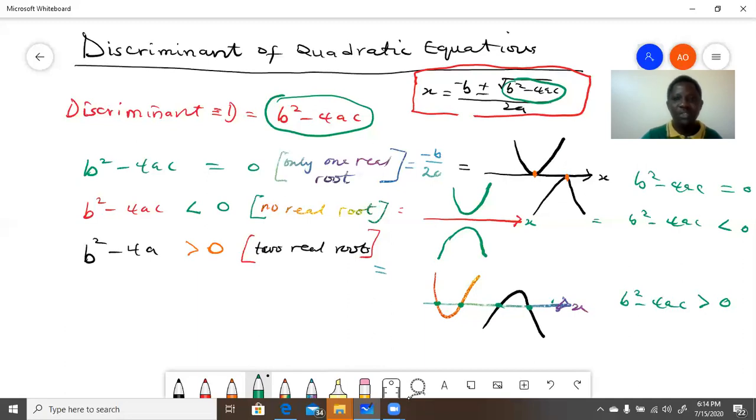And I told you what the discriminant is. The discriminant is a part of the quadratic formula, x equals minus b plus or minus square root of b squared minus 4ac over 2a. This part of the formula that is under the radical, under the square root sign, b squared minus 4ac, is called the discriminant. Don't forget. Now, let's just take one example before the end of this video.